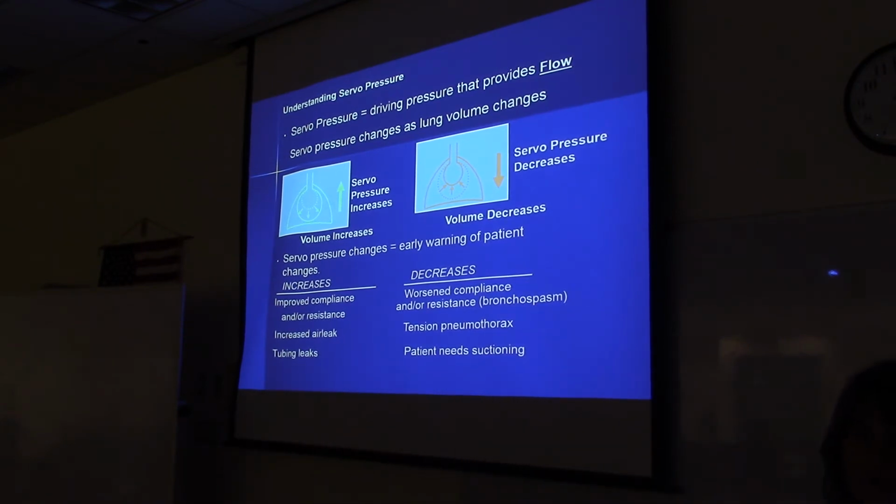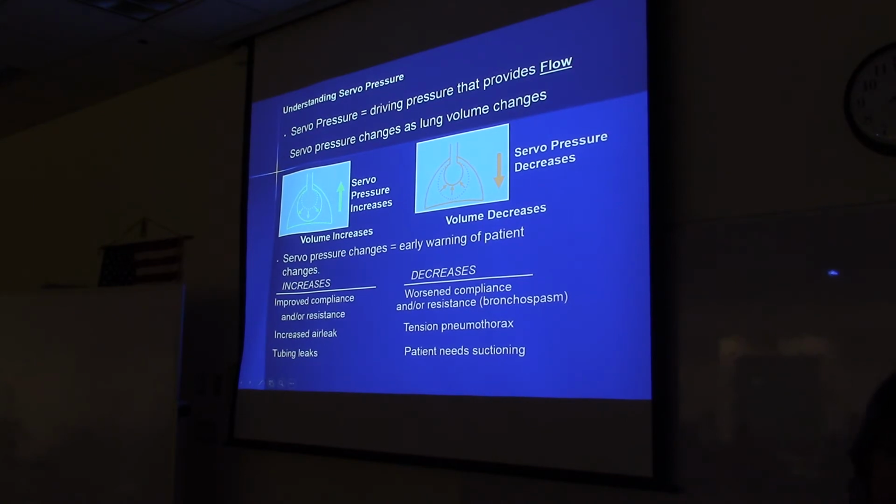The servo pressure is the driving pressure that provides flow. Servo pressure changes as lung volume changes. If you see the servo pressure increasing, you're delivering more volume. That means that your volume has increased. If the servo pressure decreases, that tells you that the volume you're putting in the lungs has decreased. Servo pressure changes indicate an early warning of patient changes.